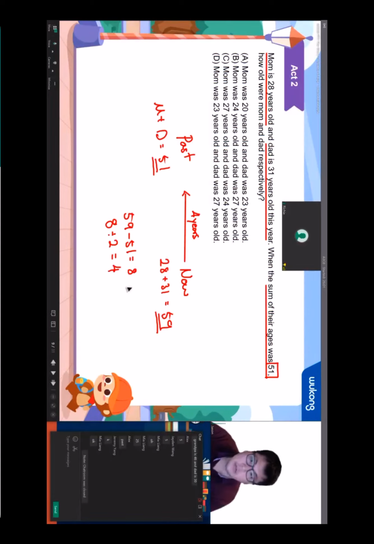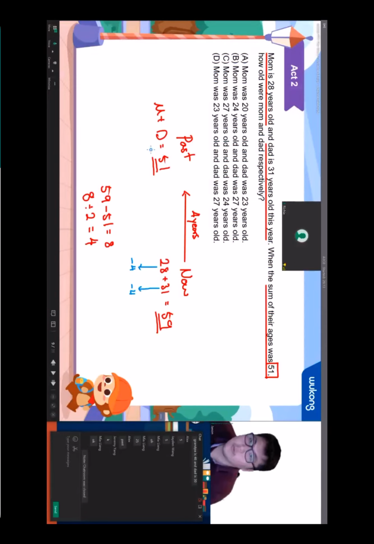So, Richie, all we need to do next is quite simple. Do 28 take away 4 and do 31 take away 4. What is 28 take away 4? 24. And what's 31 take away 4? 27. So that's why mom was 24 and dad was 27.